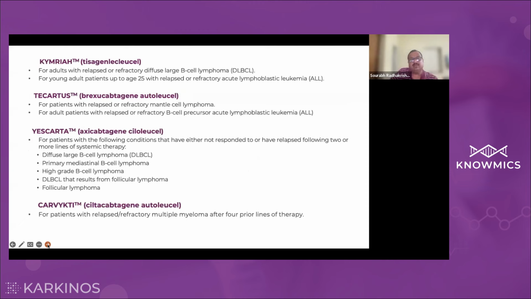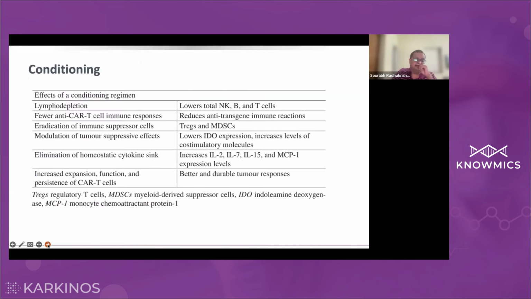The 4th one is Tecartus, which is again for relapsed refractory mantle cell lymphoma, which is a very specific lymphoma, and also a very specific type of ALL, known as B cell precursor ALL. Yescarta is another molecule. This is again similar to the second molecule we mentioned: DLBCL, PMBCL, high grade B cell lymphoma, DLBCL following transformation of follicular lymphoma, and follicular lymphoma, especially in higher grade. The final one is Carvykti, which is again for relapsed refractory myeloma after 4 lines of therapy.